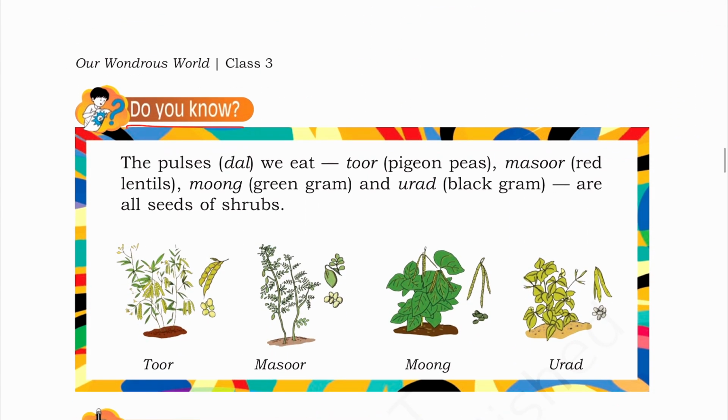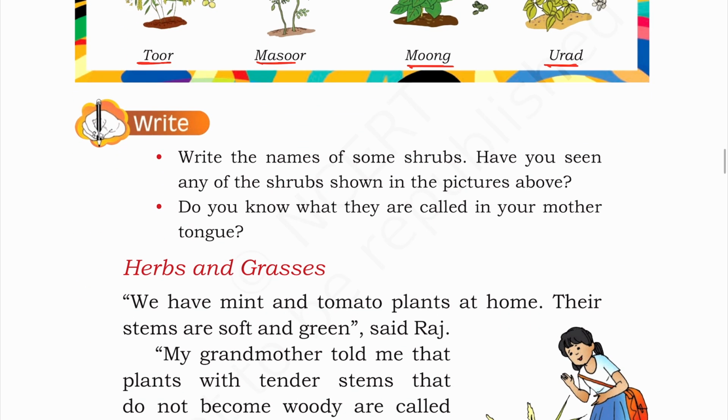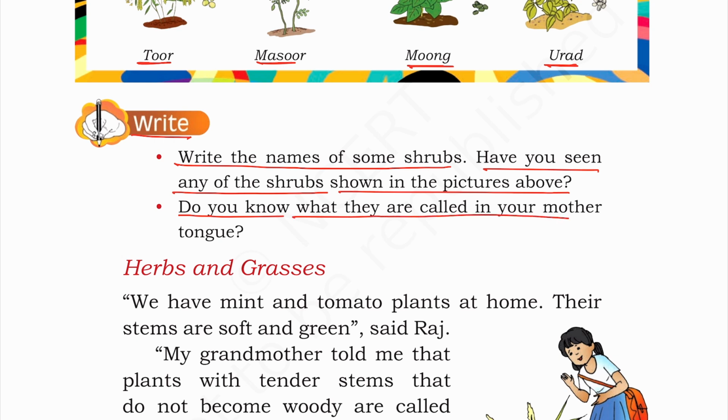Do you know the pulses, dal, we eat? Tur or pigeon peas, masoor, red lentils, moong, green gram, and urad, black gram, are all seeds of shrubs. Tur, masoor, moong, urad. Write the names of some shrubs. Have you seen any of the shrubs shown in the picture above? Do you know what they are called in your mother tongue?